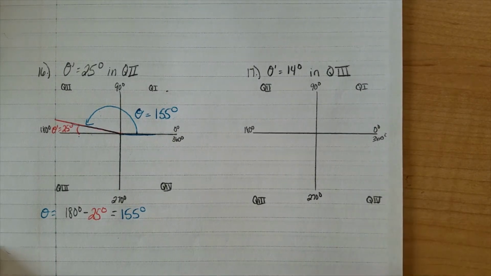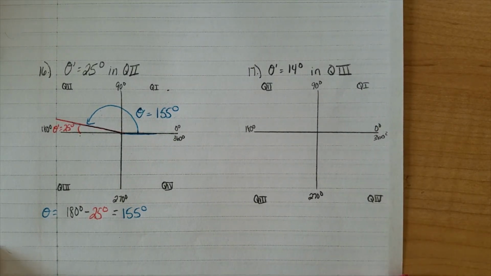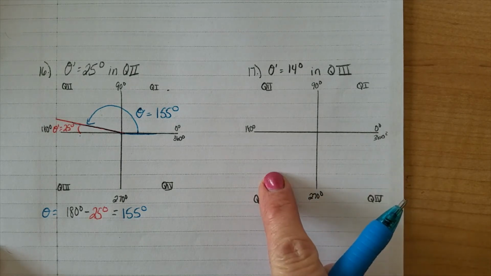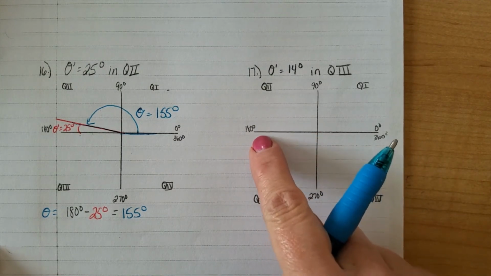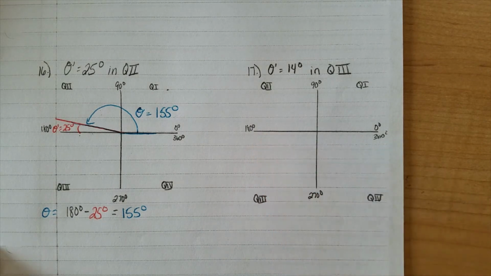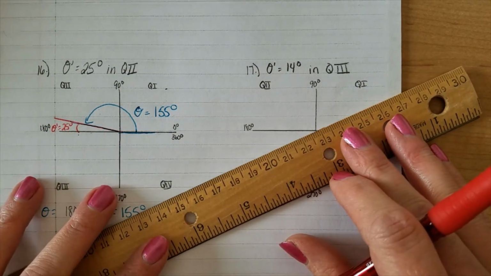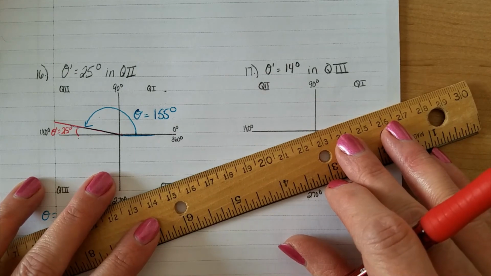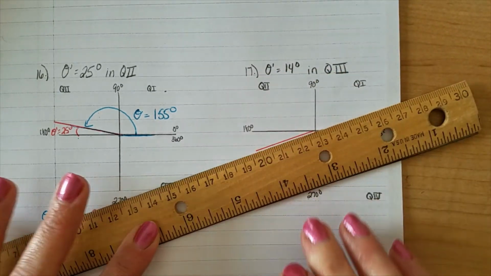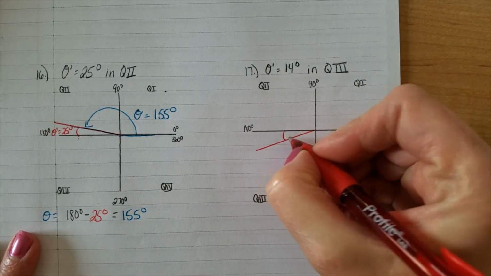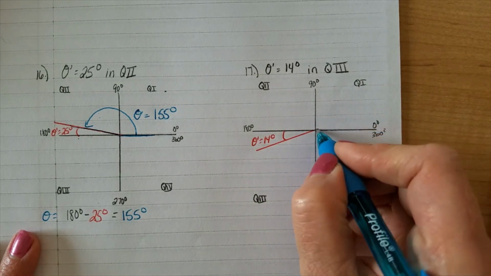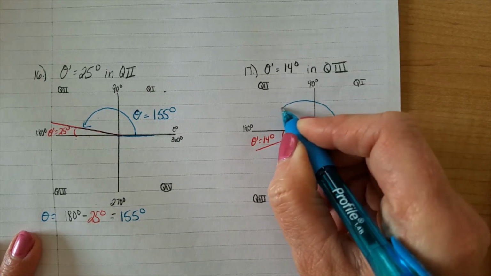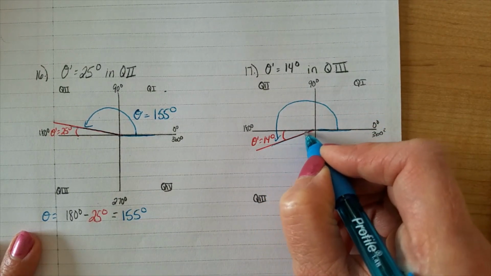Number 17, we have a reference angle of 14 degrees in quadrant 3. Here's quadrant 3. Again, basing it off of the x-axis, which means I'm coming down from 180 degrees an additional 14 degrees. So we're going to call this 14 degrees. It might not be completely to scale, it's okay. So here's my reference angle, 14 degrees. And again, here's theta. Initial side, theta comes around, and here is the terminal side of theta.